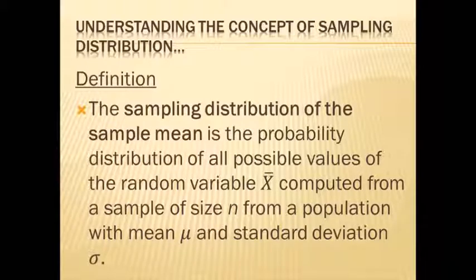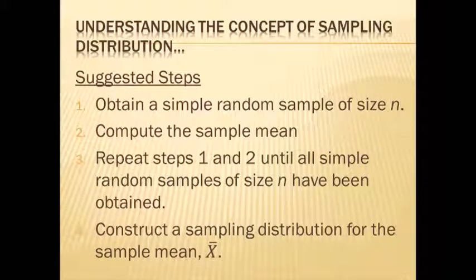This is the definition of the sampling distribution of the sample mean. It is similar to a probability distribution, but instead of probabilities, we will be writing the sample means. These are the suggested steps. Obtain a simple random sample of size n. Then compute the sample mean. Do this repeatedly until you have all of them. And lastly, construct the sampling distribution for the sample mean.